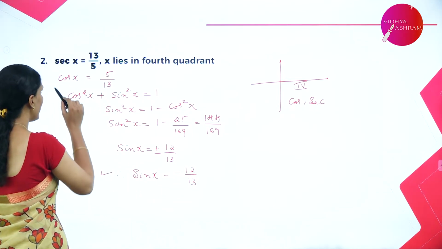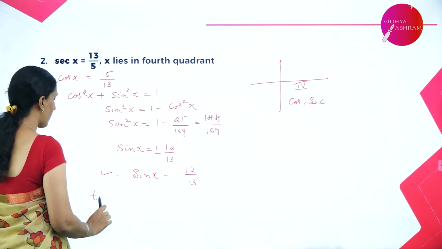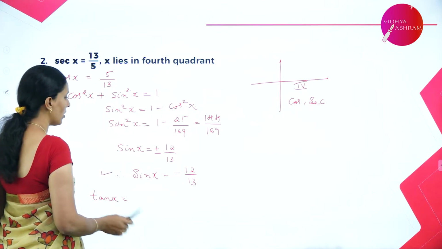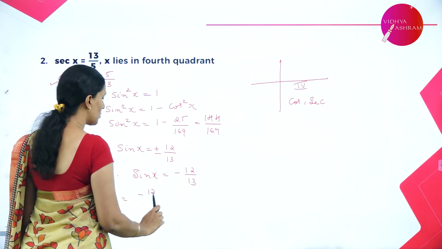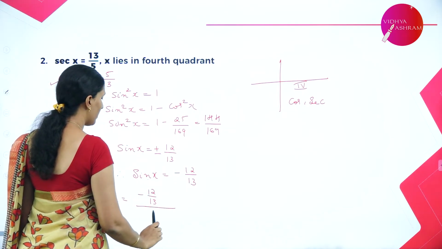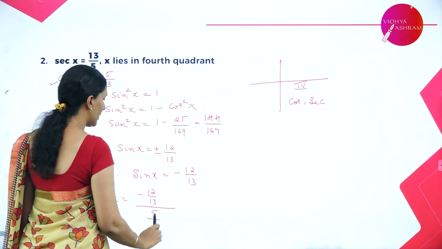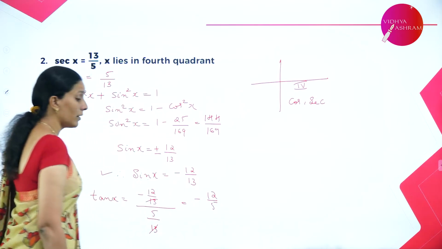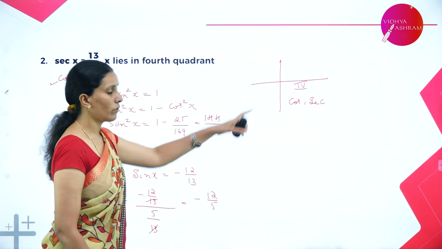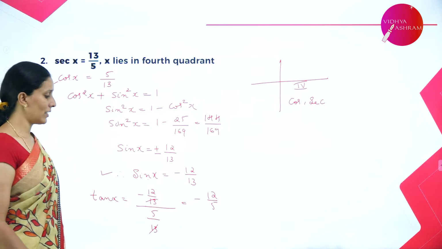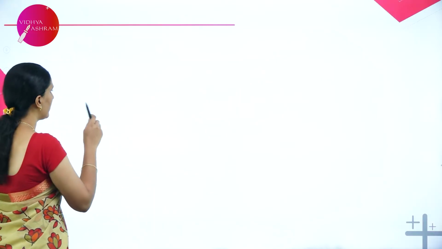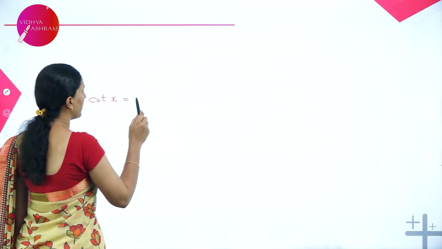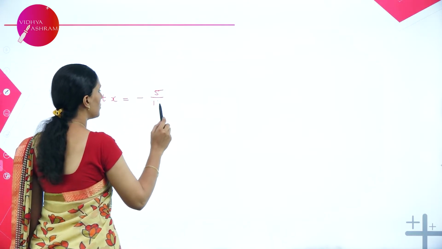So sin is given, cos is given. So we can write tan x. Tan x is the ratio of sin by cos. So that is minus 12 by 13 whole divided by 5 by 13. 13 cancels. We'll get it as minus 12 by 5. Because tan is negative in the fourth quadrant, we'll get the value as minus 12 by 5. Now, cot is a reciprocal of tan. So, therefore, it can be written as minus 5 by 12.